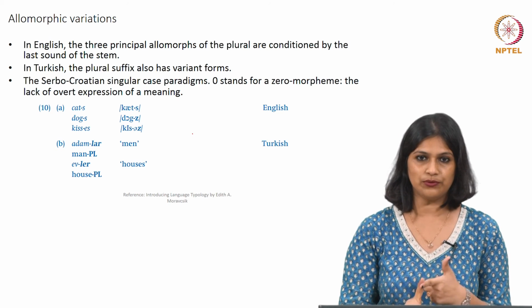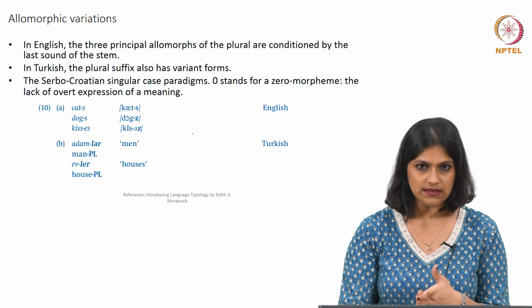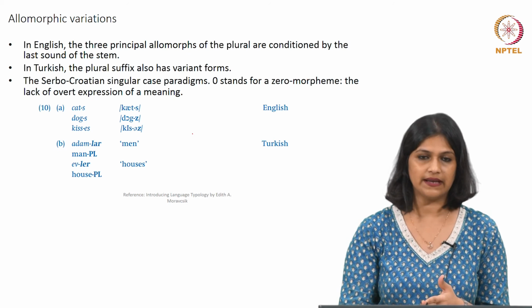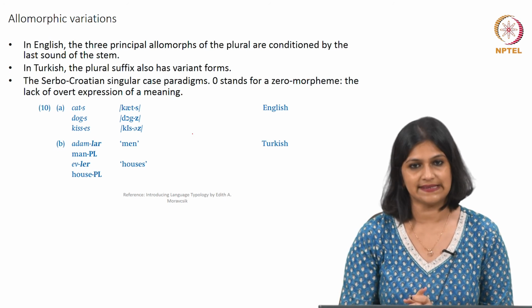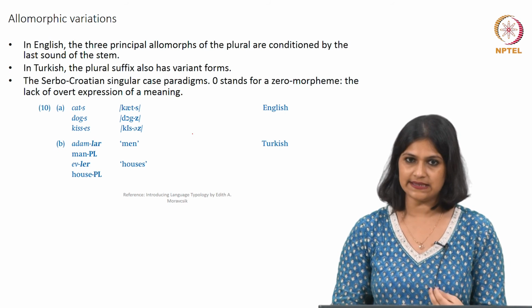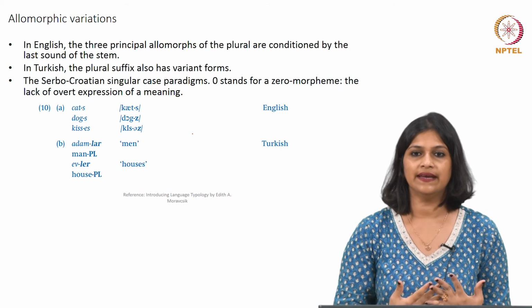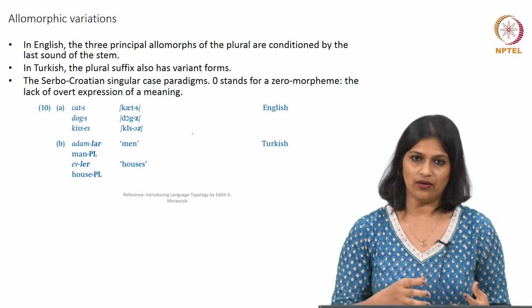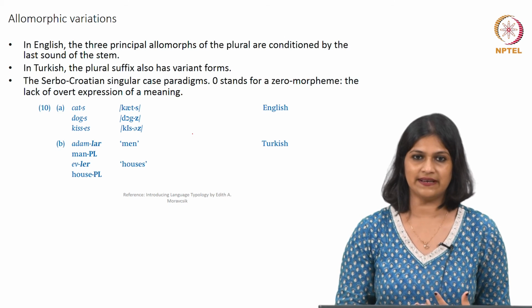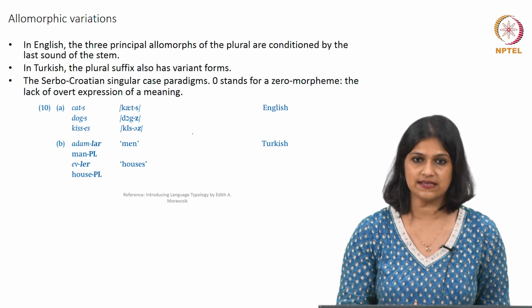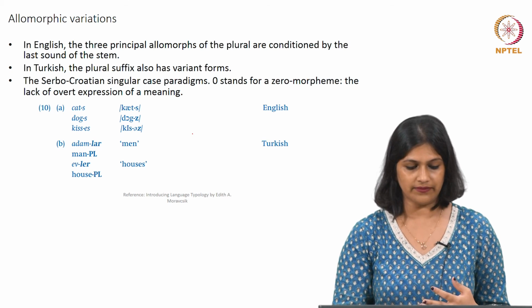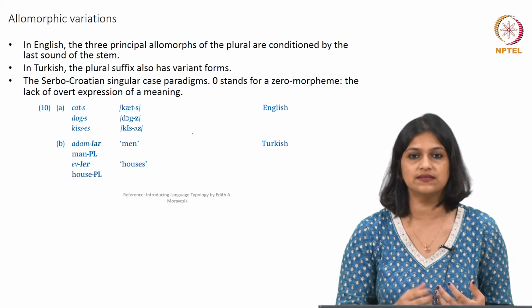In cats, the plural morpheme is s or sir. In dogs, the plural morpheme is s or sir again. However, in kiss, the plural morpheme is es. So, s and es are the allomorphs in English, right, because phonetically they are also different. When it is cat, it becomes cats, s sound. When it is dog, it becomes dogs, z sound. And when it is kiss, it becomes kisses, z sound.